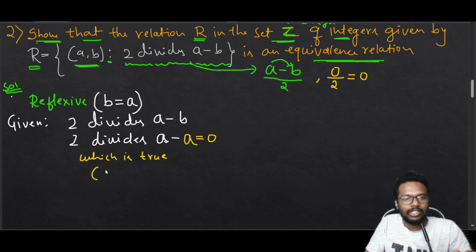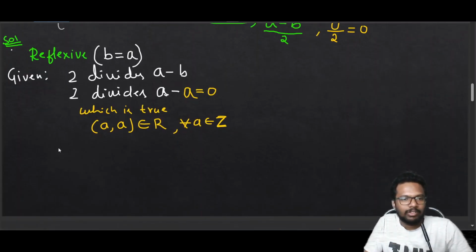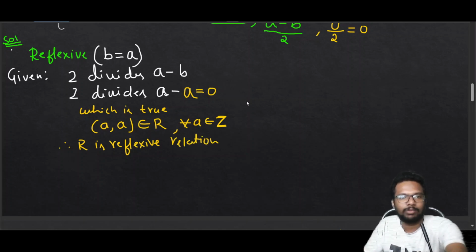If it is true, then easily we can write (A, A) belongs to R for all A belongs to Z. For all A belongs to Z, it satisfies. Therefore R is a reflexive relation. I hope you understood this problem.